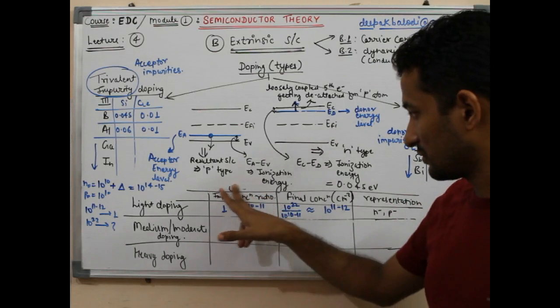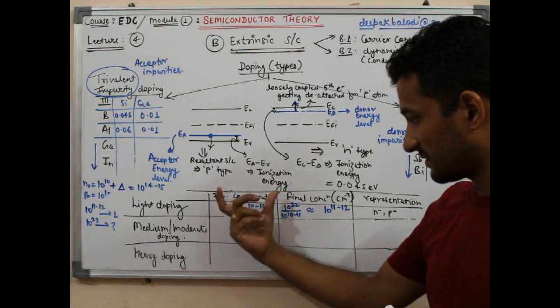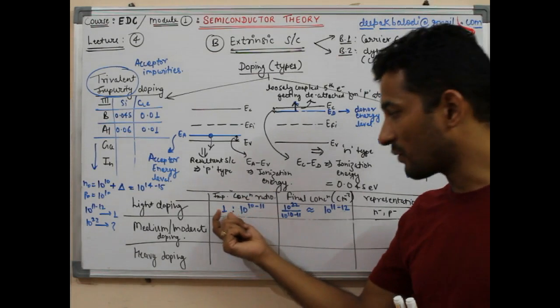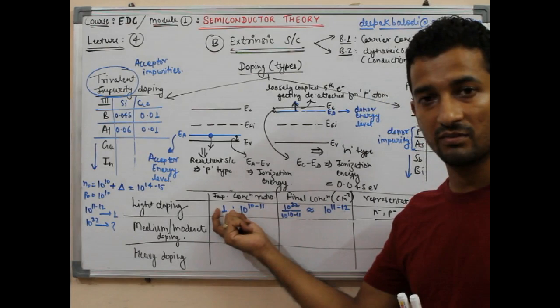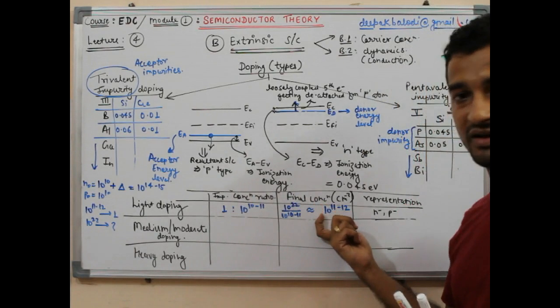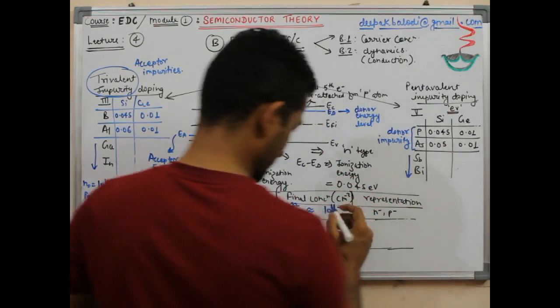So here in this first column, please understand, this is out of these many silicon atoms, we are doping one boron or one phosphorus atom. So this figure is not in per centimeter cube. This one is the resultant figure in per centimeter cube.